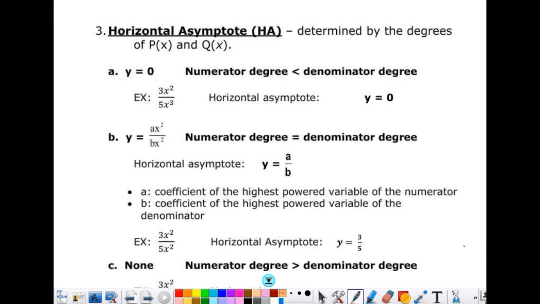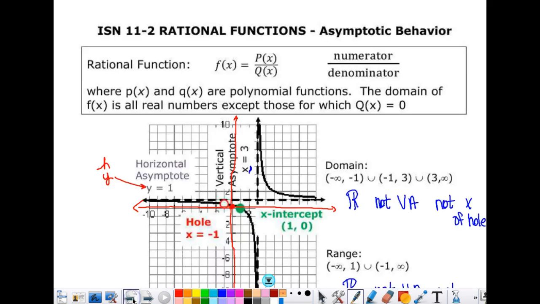Anyway, we're going to be looking at just the algebra, just the equation or the function of it, and be able to tell the characteristics of this rational function. Okay, so let me clear this out, and then we'll be good to go.